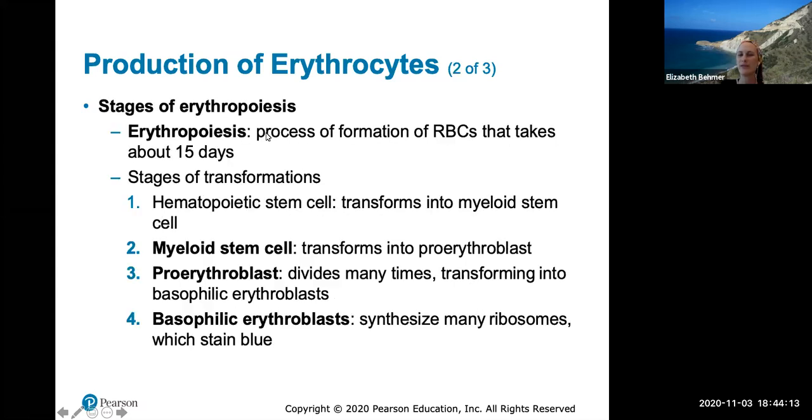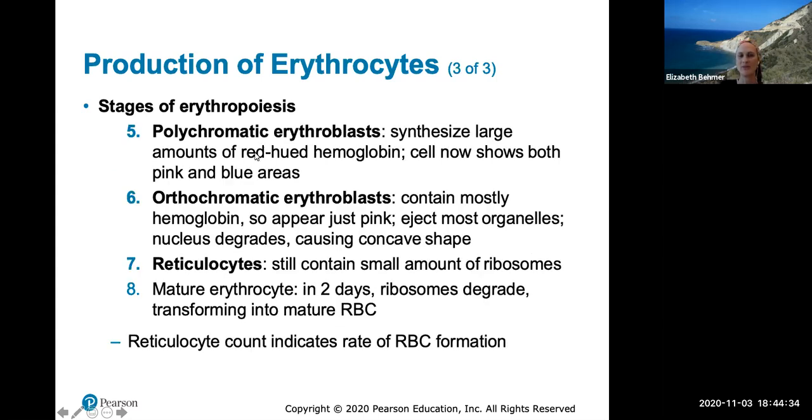Stages of erythropoiesis. Erythropoiesis is the process of formation of red blood cells. It takes about 15 days. There are stages of transformations. It starts with a hematopoietic stem cell and then will differentiate eventually into the red blood cell. I won't ask you guys to know the different stages of the production. It's interesting, so I included it in here if you want to look at it, but eventually we get to a mature erythrocyte after we get through these stages.